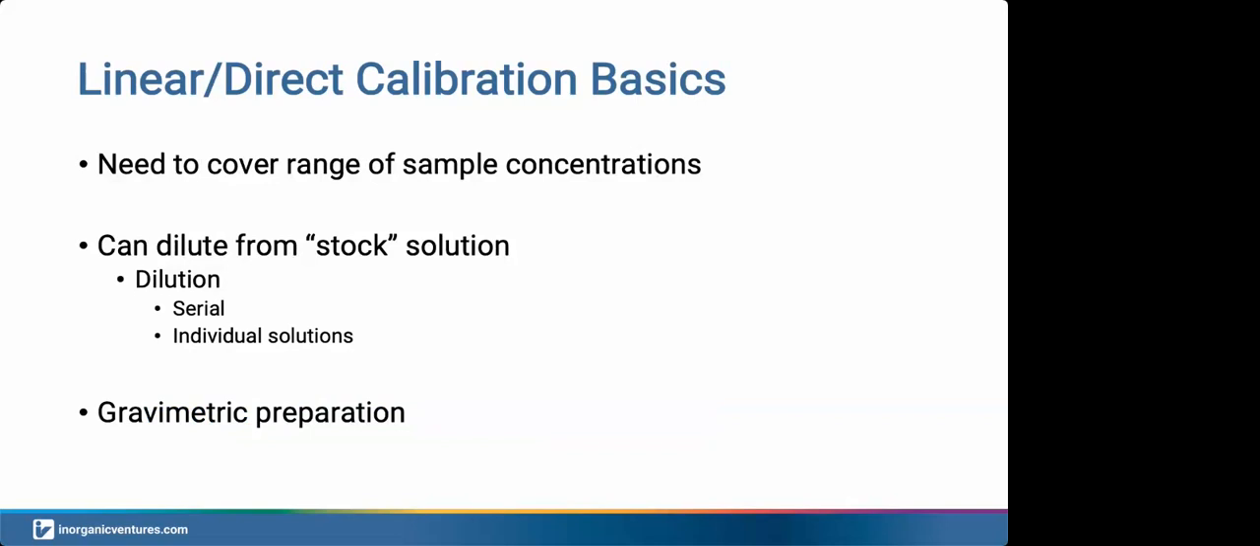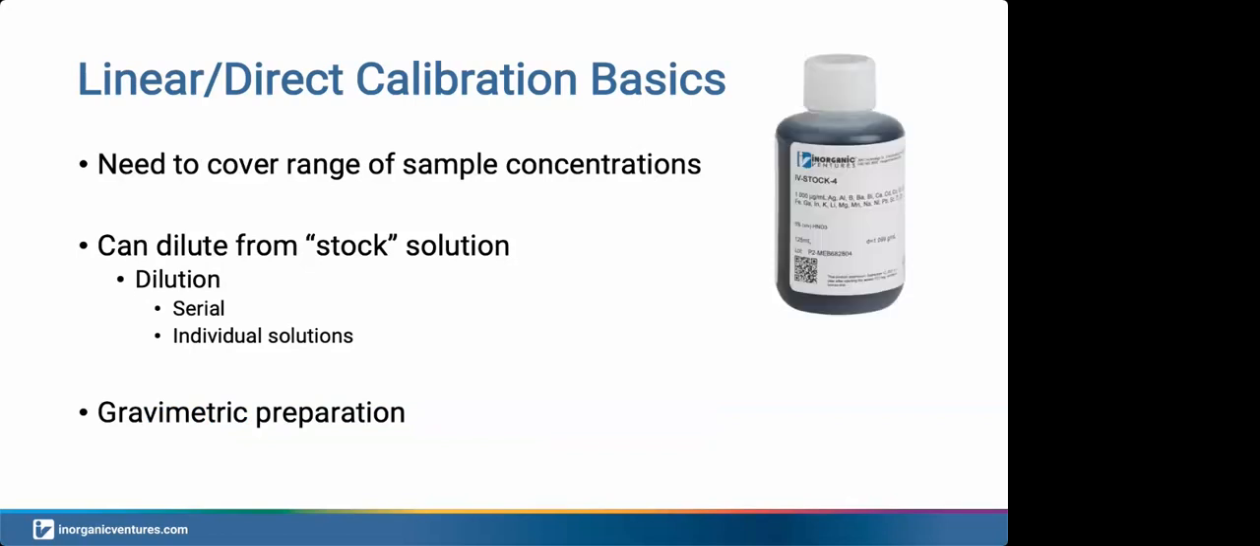For direct calibration, the calibration standards need to cover the range of sample concentration and bracket the samples, as we saw earlier. Working solutions are commonly made from what we call a stock concentrate. The analyst would use something like IV stock 4, shown here, to prepare lower concentration calibration solutions, like a 10, 100, or 1 ppm solution, for example. Dilutions can be performed two ways, either as serial dilutions or as individual solutions.